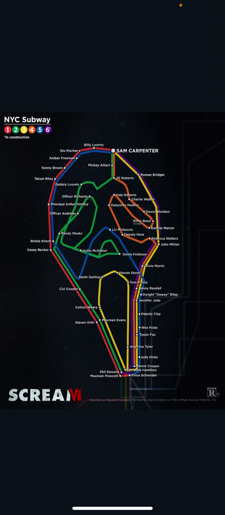Today we got some Scream news, I guess. The official Scream Twitter account, @ScreamMovies, had posted this picture of a Ghostface subway train. It's made out of a Ghostface, and it's supposed to resemble a subway map. He posted this picture today, and a lot of theories have been circulating around the internet because of this map.